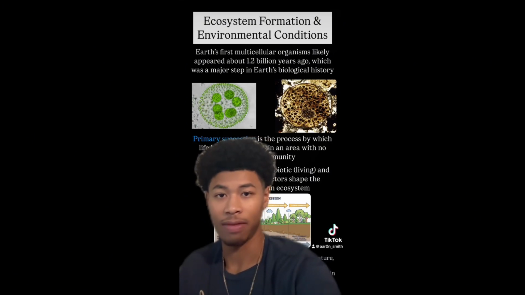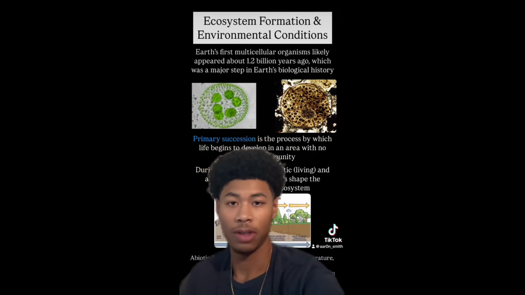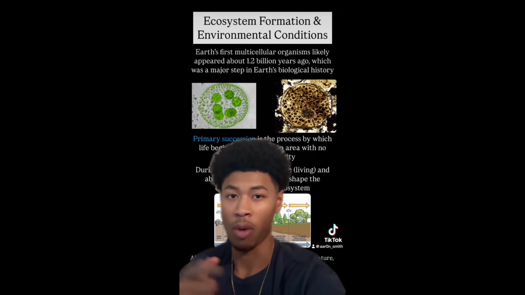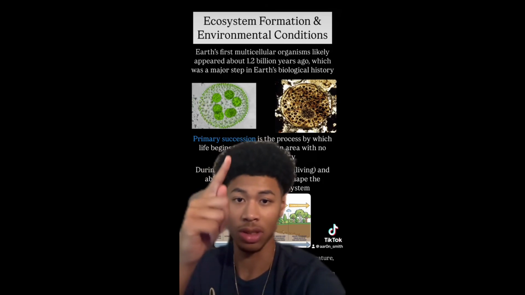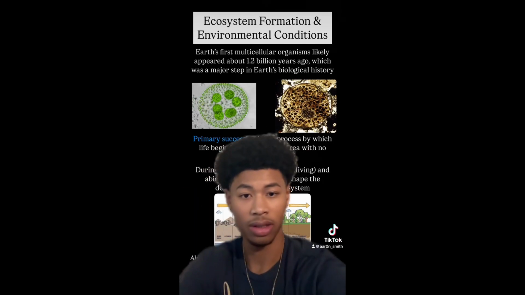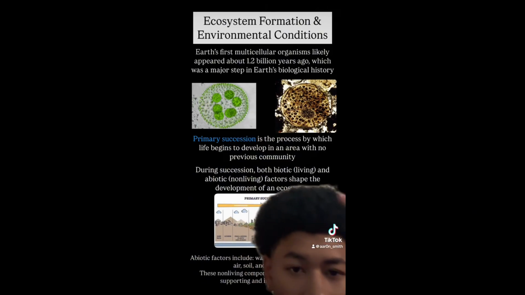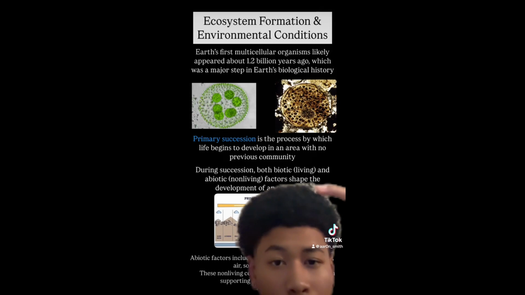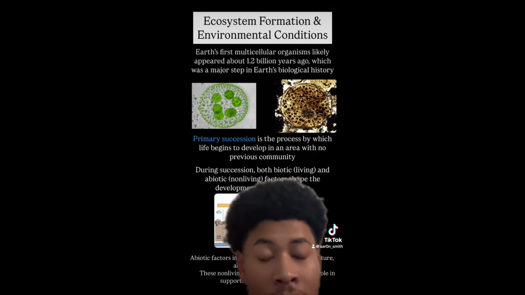Okay, so now I'm going to be talking about ecosystem formation and environmental conditions. First things first, Earth's first multicellular organisms likely appeared about 1.2 billion years ago, which was a major step in the biological history of the Earth. And then we have primary succession, which is the process by which life begins to develop in an area that has not previously had a community. An example of this would be bare rock appearing after a volcanic eruption.